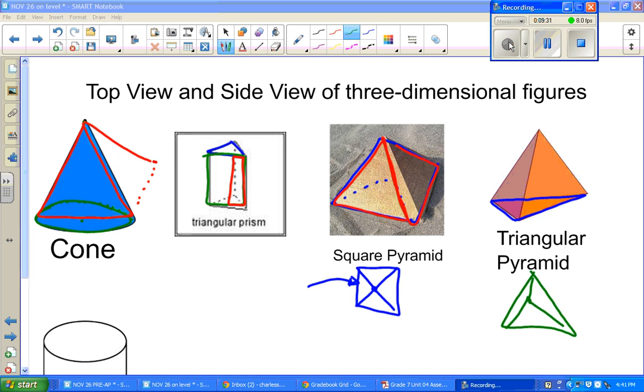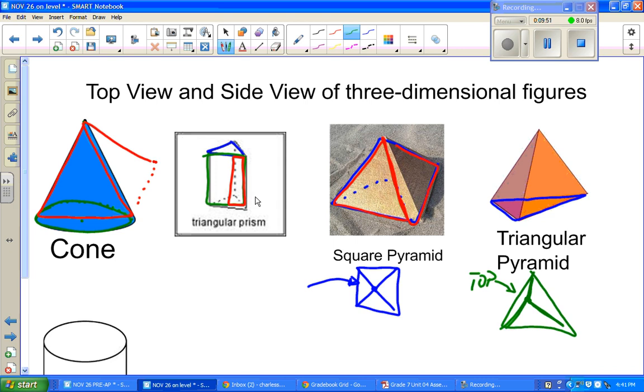All right, so the top view of the triangular pyramid is similar to the square pyramid, except you see a triangle with the dot in the center and then lines going out. And of course, the side and front view of the triangular pyramid would indeed be a triangle.